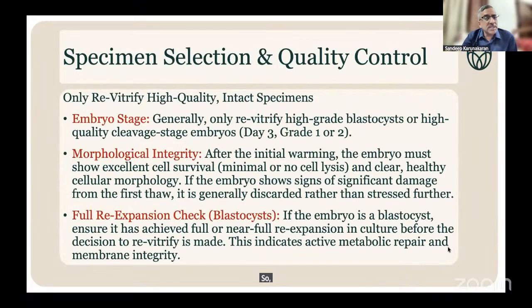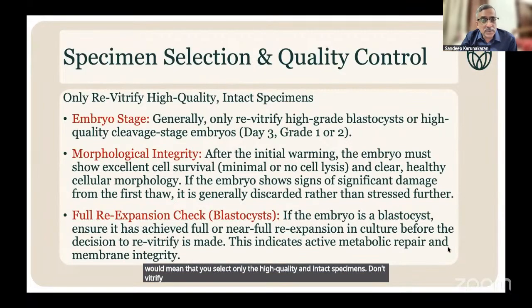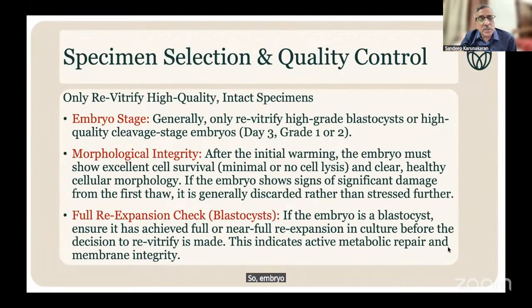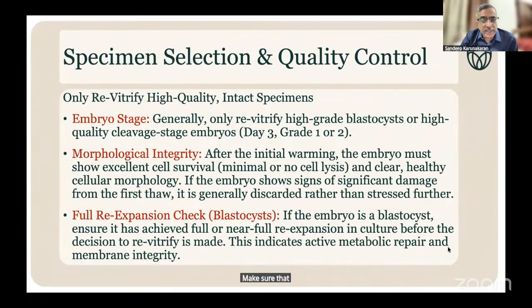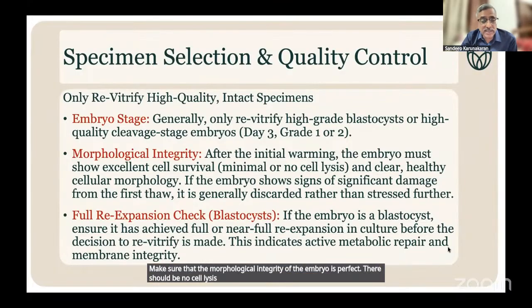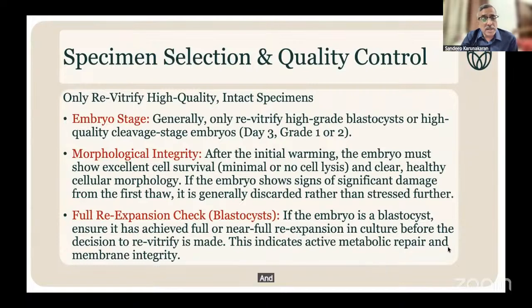So specimen selection and quality control would mean that you select only high quality and intact specimens. Don't vitrify poor quality embryos. Embryo grade must be noted, whether it be day 5 or day 3. Obviously day 3 I have not revitrified, but day 5 we have to revitrify many a time. Make sure that the morphological integrity of the embryo is perfect. There should be no cell lysis or minimal cell lysis, and it should have clear and healthy cell morphology.